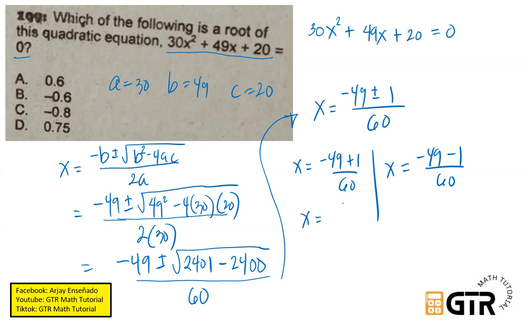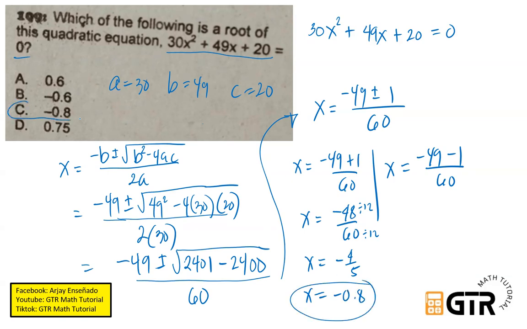X equals negative 49 plus 1, that is equal to negative 48 over 60. So pag nilowest term natin ito, this will be negative. Pag dinivide natin sa 12, so divide natin pareha sa 12, so equal na siya sa negative 4 over 5, which is equal to negative 0.8. Okay, so yung negative 0.8 nasa choices natin, letter C. Yung isa, baka wala sa choices ito.